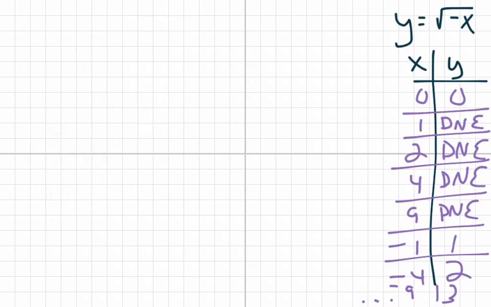So we're going to plot our points. If you can plot points, you can graph anything. 0, 0 is still on the graph. Now all my DNEs are actually over here. None of those positive numbers worked. But now I've got some negative numbers. So I've got negative 1, 1. I've got negative 4, 1, 2, 3, 4, 2. I've got negative 9, 1, 2, 3, 4, 5, 6, 7, 8, 9, and up 3.